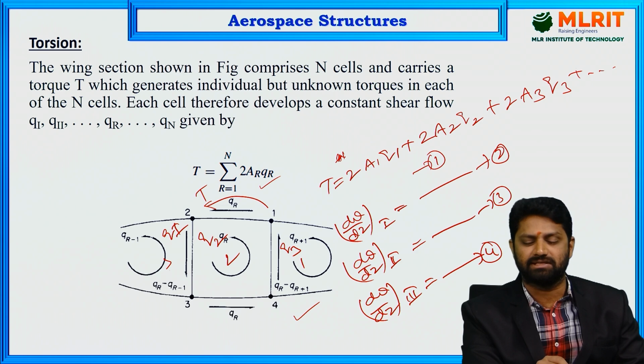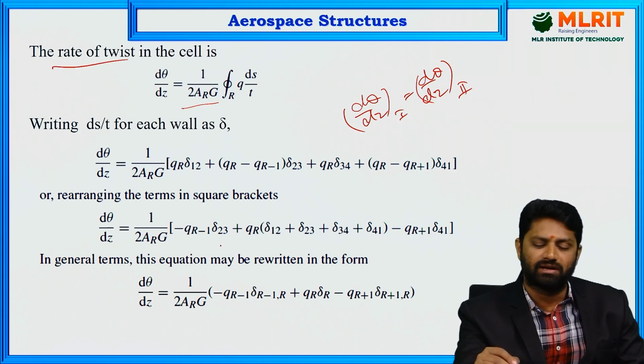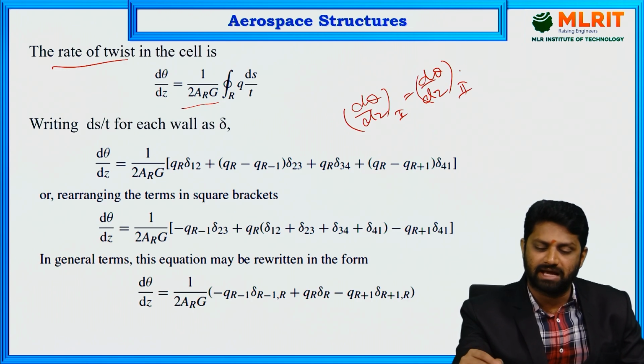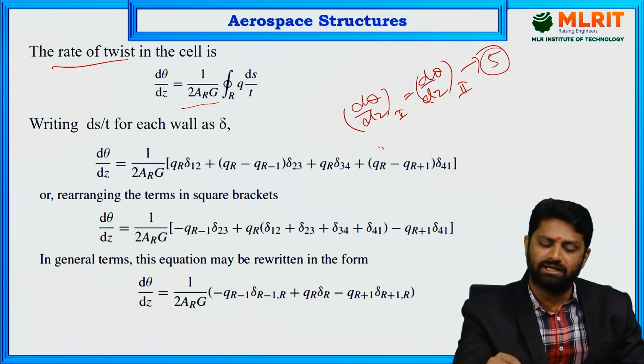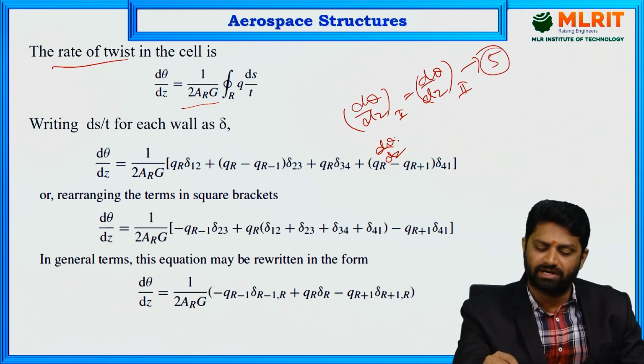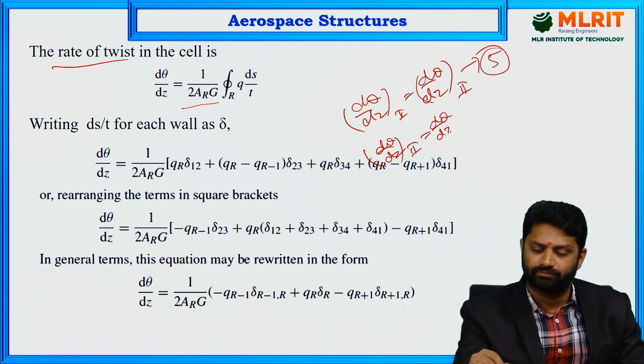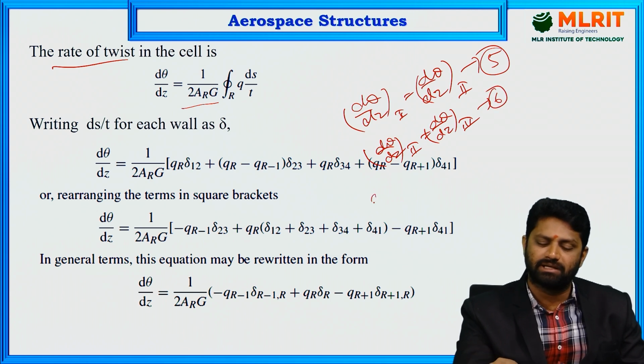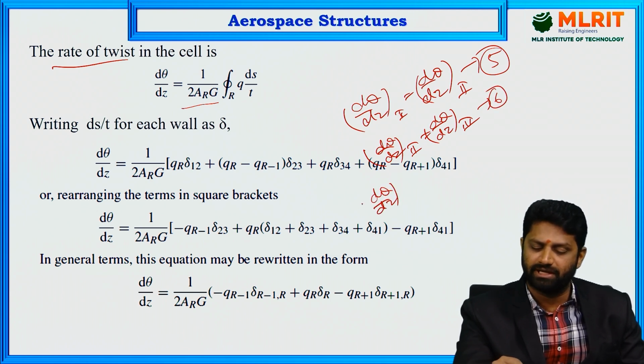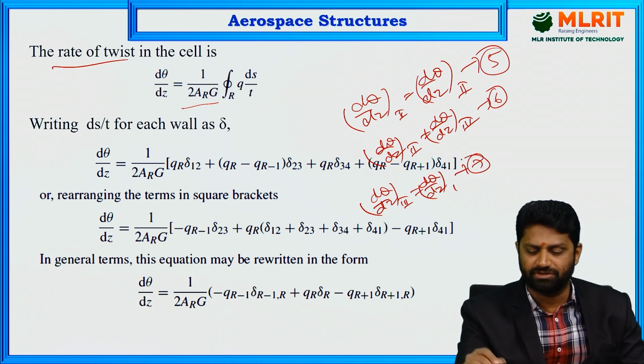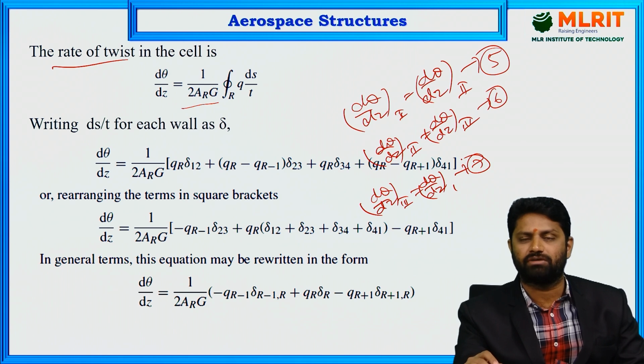By taking this as the compatibility condition, we equate the twist in the first cell to the twist in the second cell, and we write this as equation number 5. Similarly, we equate the twist in the second cell to the twist in the third cell, and write this as equation number 6. Similarly, if required, you can equate the twist in the third cell to the twist in the first cell, and write this as the 7th equation. Okay, so finally we got 5, 6, 7.